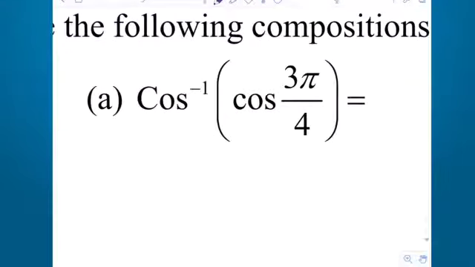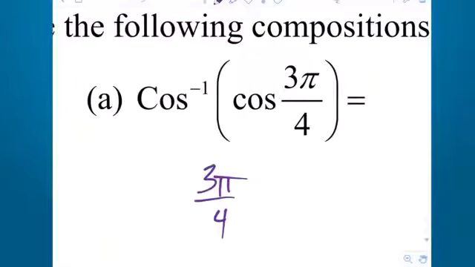So here we go. Inverse cosine of cosine of 3 pi fourths. Is it good? Yes, yes. Heck yeah. Sometimes you just feel like saying that. Heck yeah. Because 3 pi fourths lives in quadrant what?